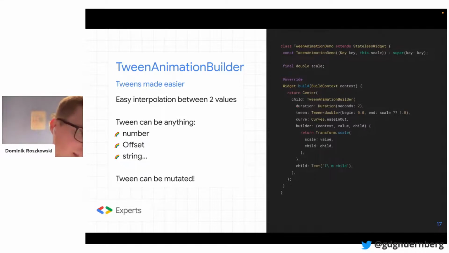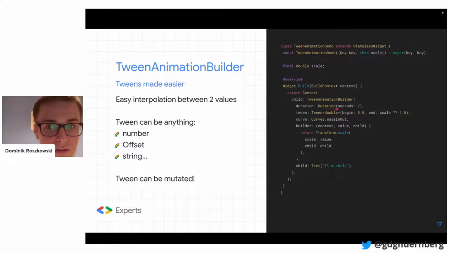You remember I said that if you have some complex animation, you may need to use animation controller, but sometimes you can really save some time by using the Tween Animation Builder. Because similarly to AnimatedBuilder, it has a child and a builder, and the child will be only built once, and the builder will only be called when the Tween Animation Builder's built-in animation controller will tell it to do.